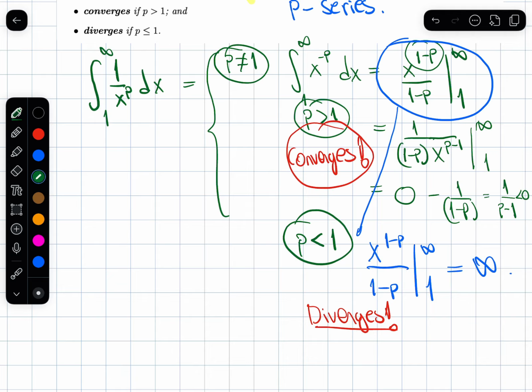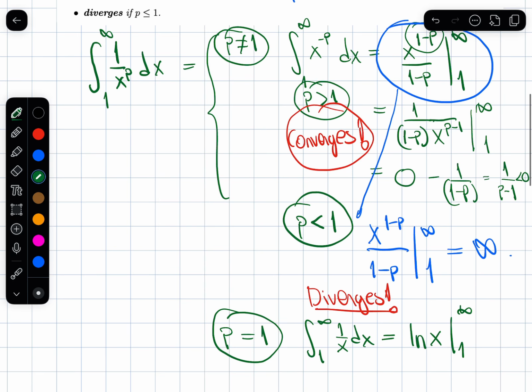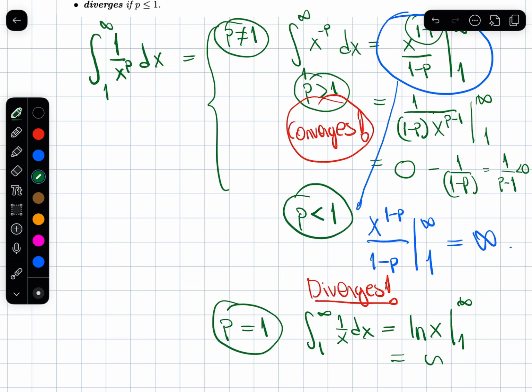And finally, the only third possibility, which is when p equals 1. This is the integral from 1 to infinity of 1 over x dx. That is the natural logarithm of x from 1 to infinity. And just taking the limit, this is already infinity.